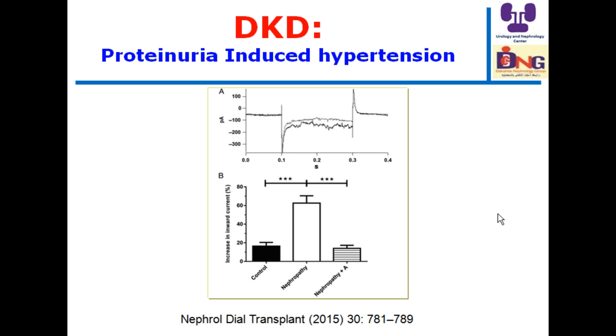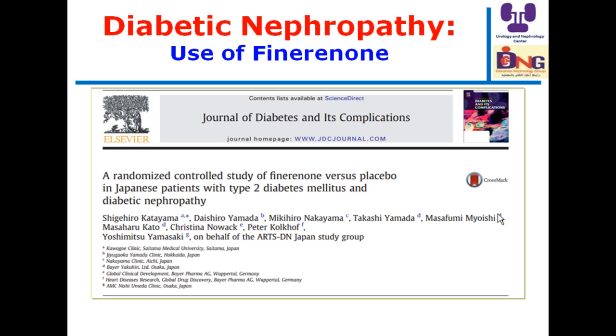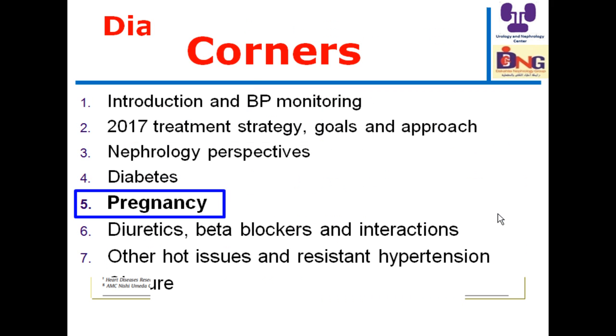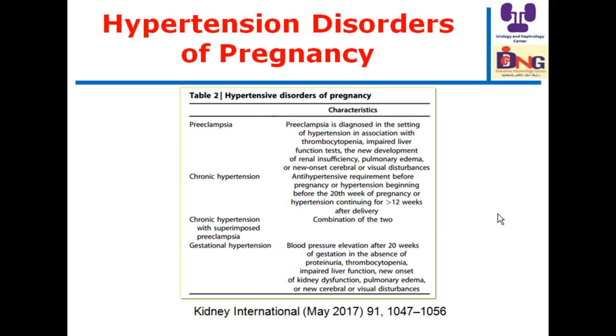Another advancement in diabetic kidney disease and diabetic nephropathy is to use non-traditional, newly introduced mineralocorticoid receptor antagonists like finerenone, which is a non-steroidal mineralocorticoid receptor blocker with low risk of hyperkalemia. The fifth stop here will be pregnancy and hypertension. The hypertensive disorders of pregnancy are classified into preeclampsia, chronic hypertension with superimposed preeclampsia, and gestational hypertension.